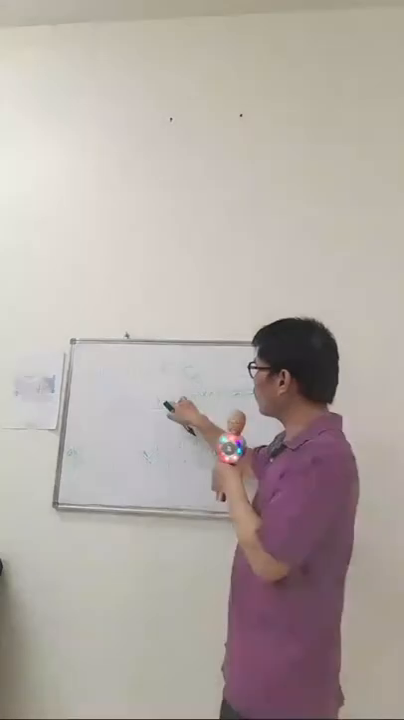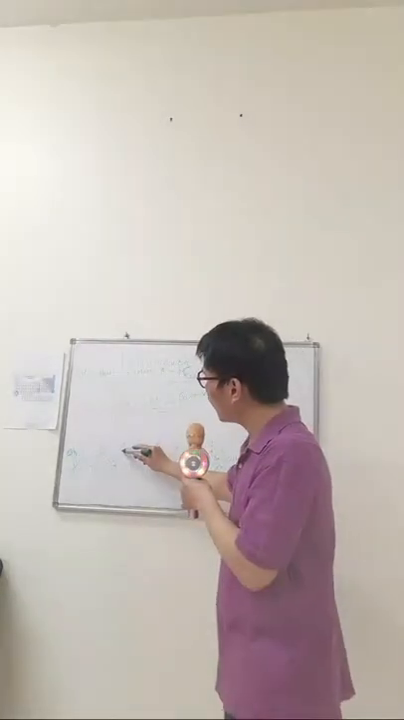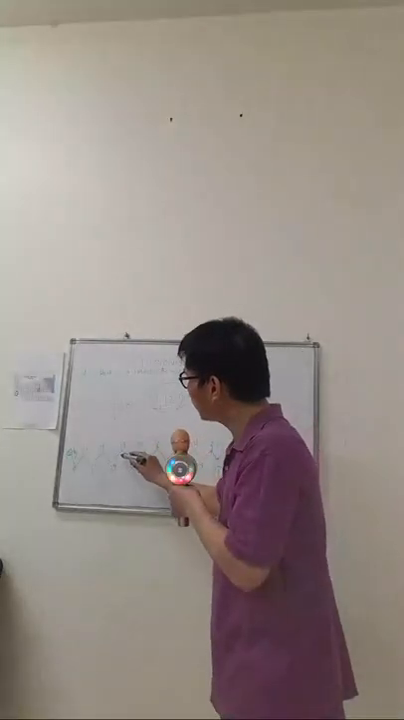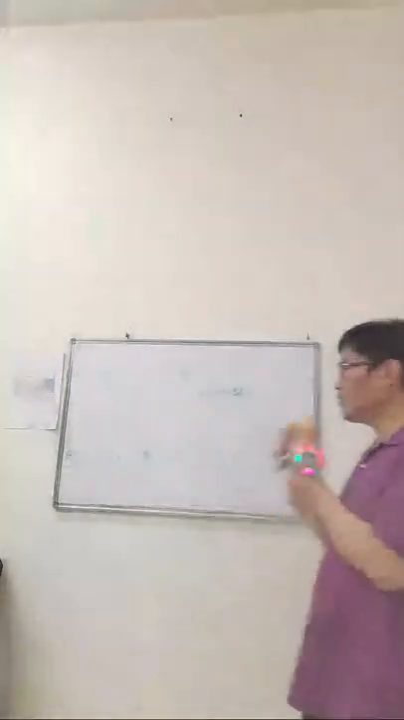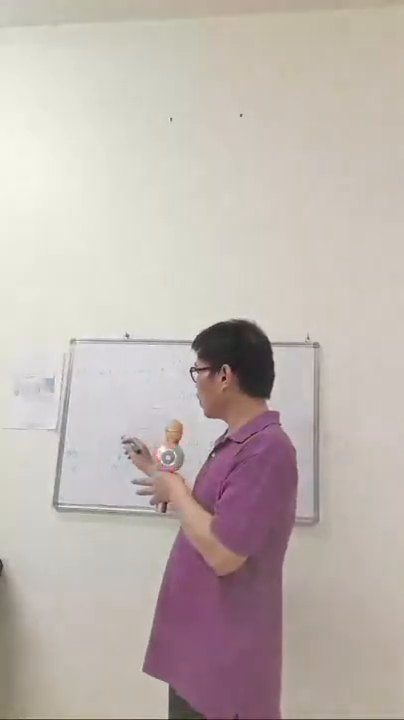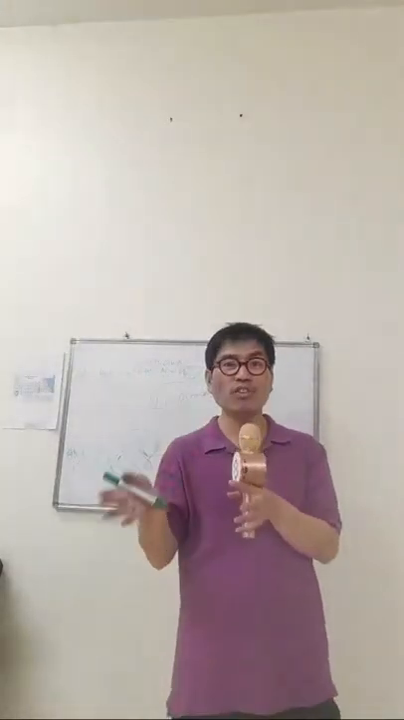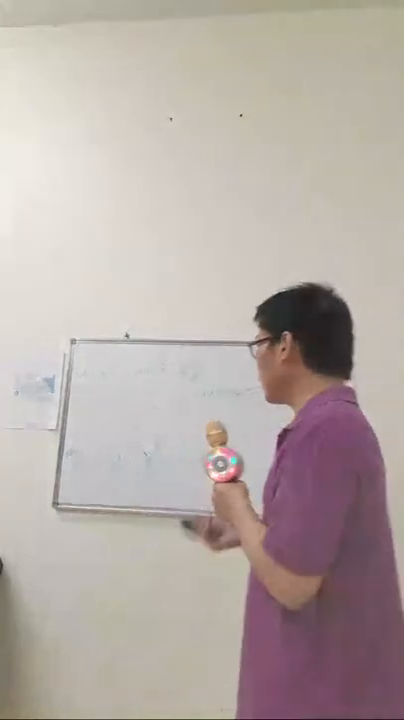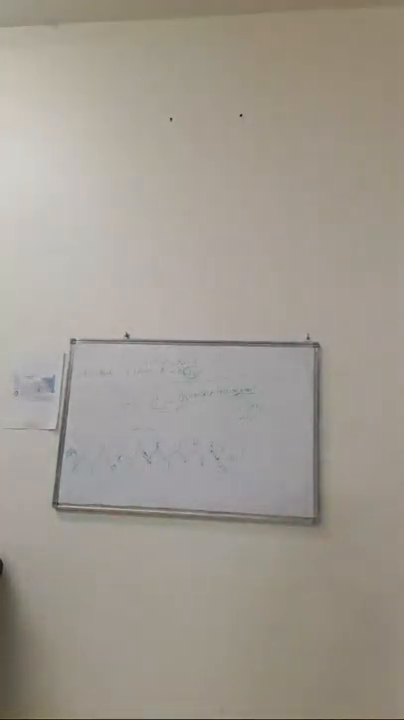Still not yet conjugated, because this is only two double bonds. The minimum for conjugation is three double bonds. So this will now become 9,12-octadecadienoic acid.